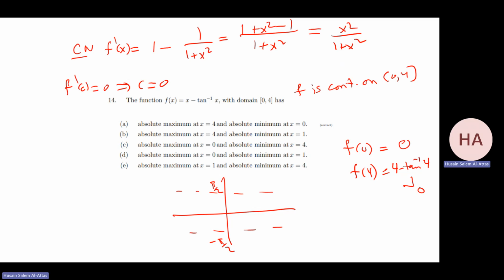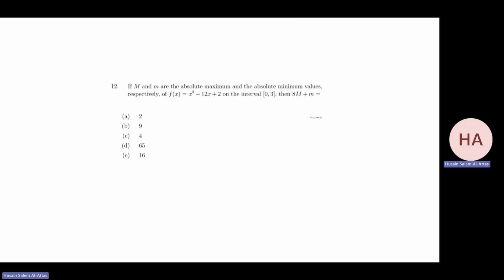So an absolute maximum at x equal 4, an absolute minimum at x equals 0, which is this. Capital M, small m, absolute maximum, absolute minimum, respectively. So f is continuous, very clear on this interval.